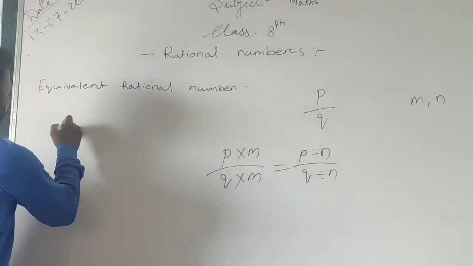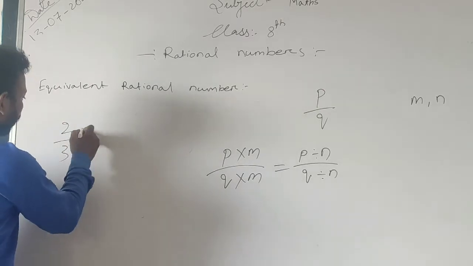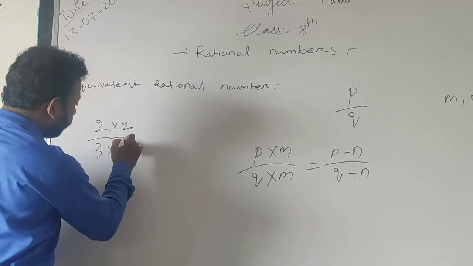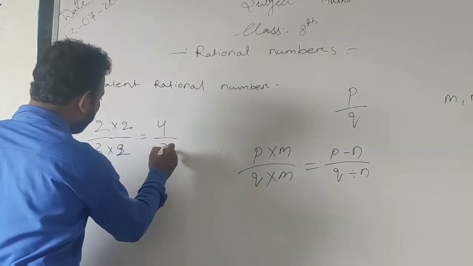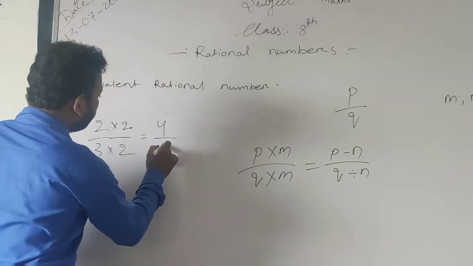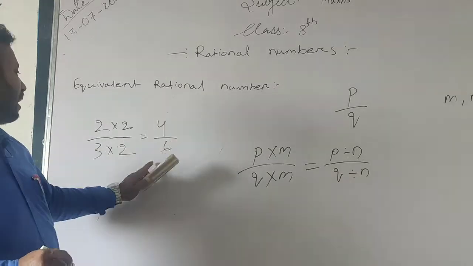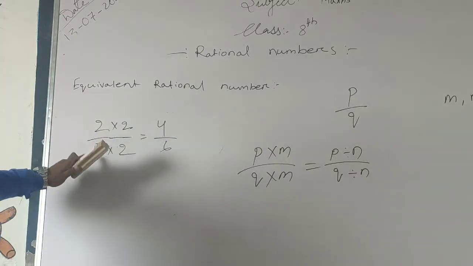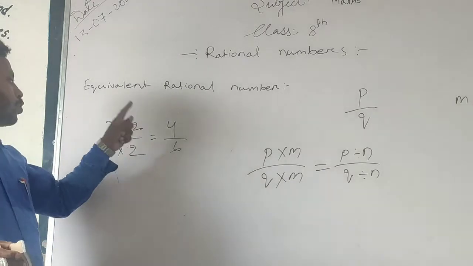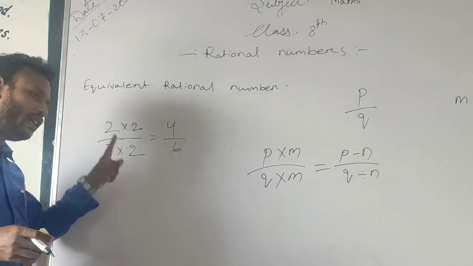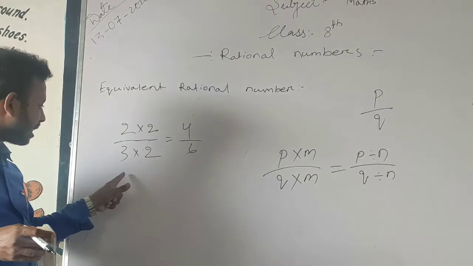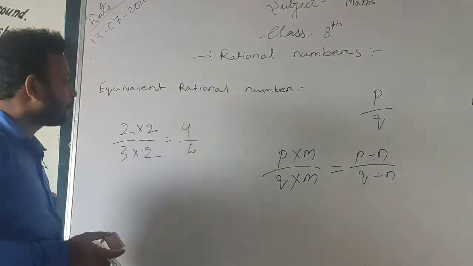Let's take the example 2 by 3. If I multiply 2 by 2 and 3 by 2, our answer will be 4 by 6. 4 by 6 is an equivalent fraction of 2 by 3. Whatever number we multiply in the numerator, if we multiply the same number in the denominator, the fraction we get is an equivalent fraction of the first fraction.